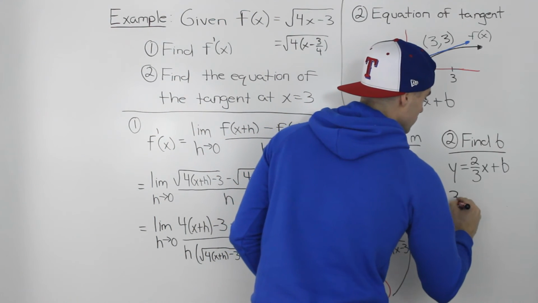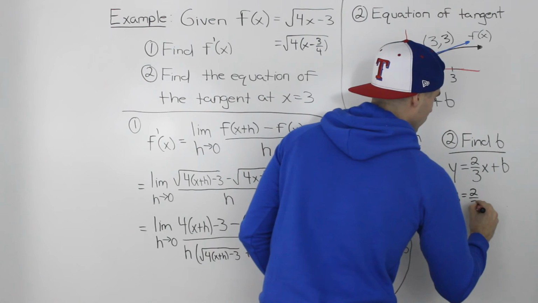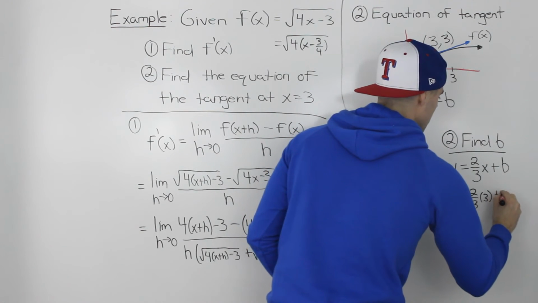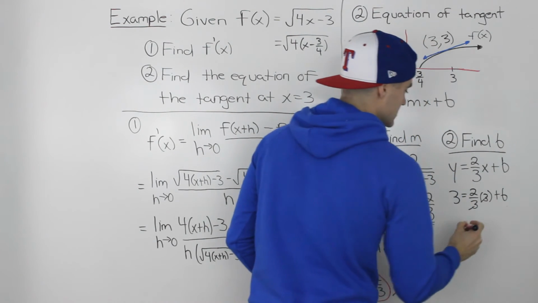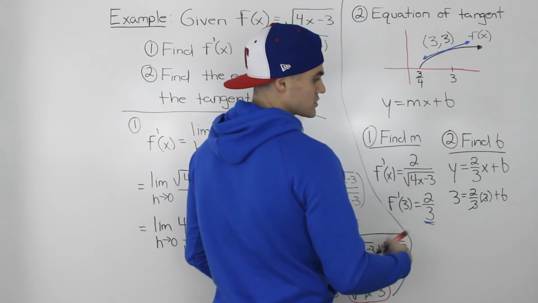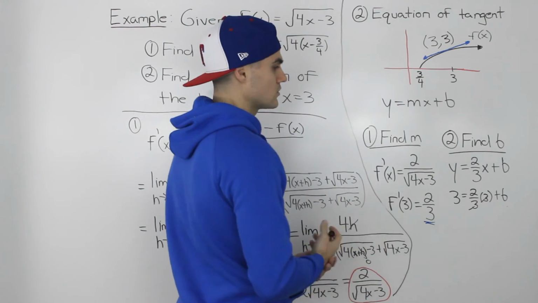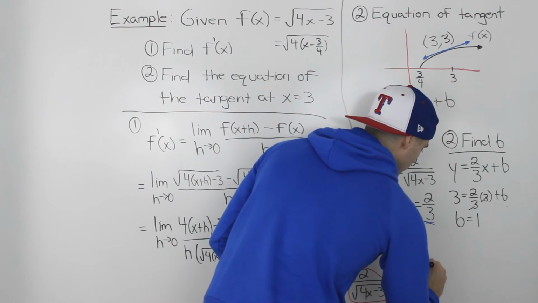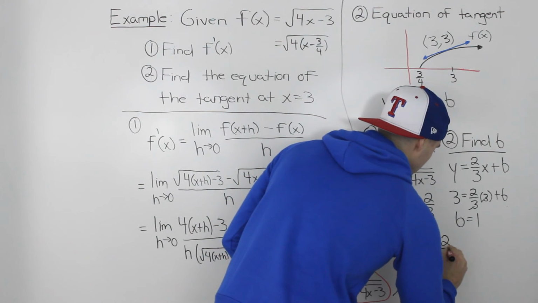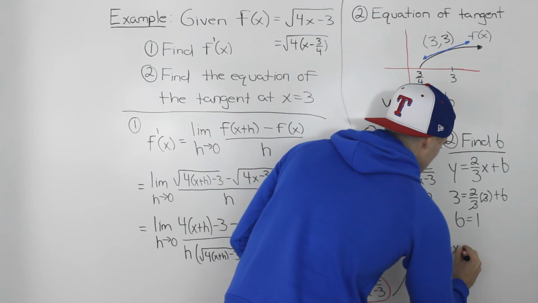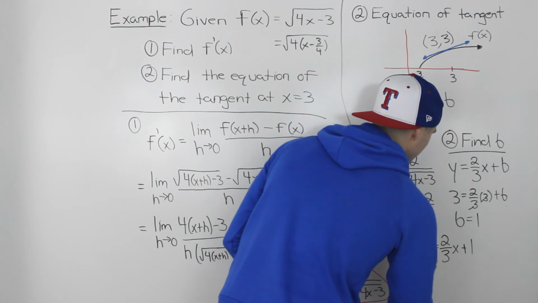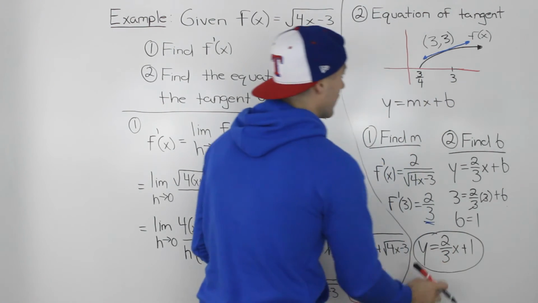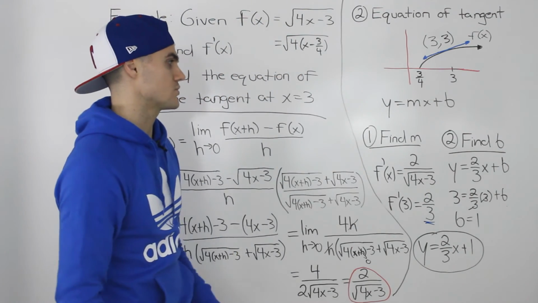So our y value is 3, and then 2 over 3 times 3 plus b. Notice how the 3's cancel out, so we just have 3 minus 2 equals b, so we know our b value is 1. And now we have the final equation of that tangent line. It's basically y equals 2 over 3x plus 1. So that there is our final answer for question 2.